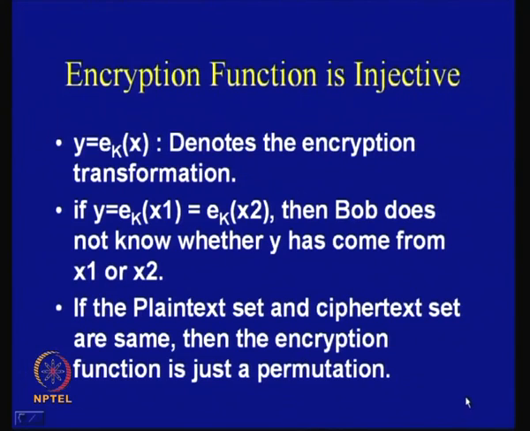So if your plain text set and your cipher text set are the same, then essentially it's a permutation, and the permutation is defined by the key. Because the encryption function and the decryption function are known to everybody, but what is not known is the key. So the key is the material which the cipher designer has to protect, and which the cryptanalyst who is trying to attack will try to recover in some way, using algebraic techniques, statistical techniques, and various other methods.